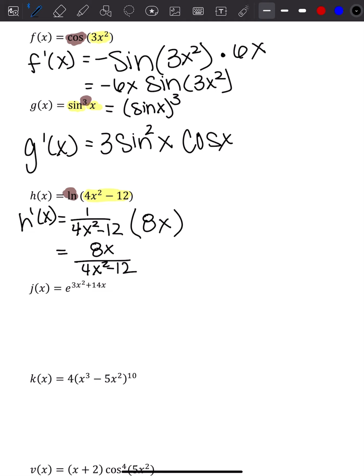E to the power of something is a very common thing to find. So our inside function is the innermost thing, which happens to be, in this case, our exponent. Our outermost function is the fact that we have an exponential at all.